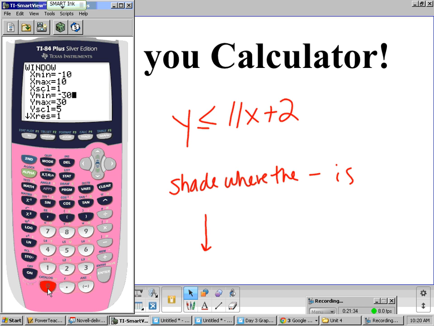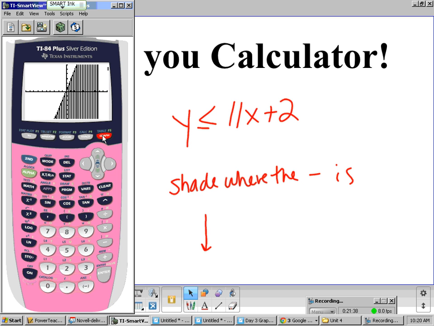I'm going to graph it and see what happens. Looks a little nicer. I can still see where it crosses the y-axis at 2 because b equals 2. And I'm going up 11 and over 1. I'm shading below the graph because it's less than or equal to.